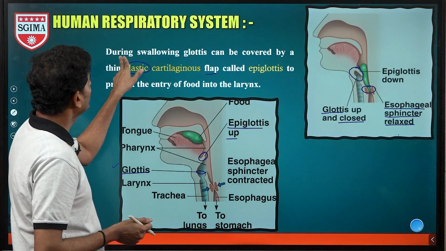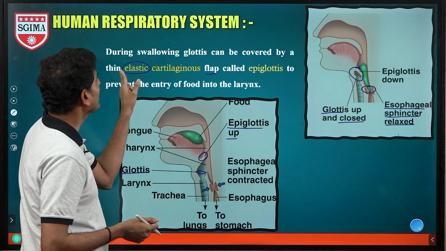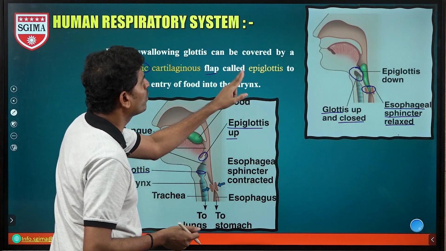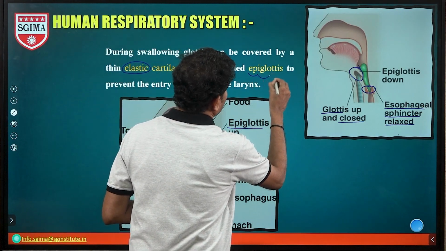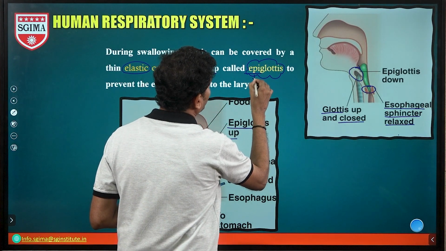So what is given here? During the swallowing, glottis is covered by an elastic cartilaginous flap called epiglottis. So glottis को cover करके उसका ऊपर होती. Epi means upper, we know that.